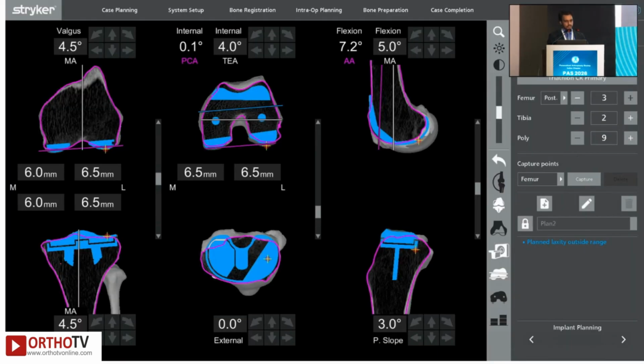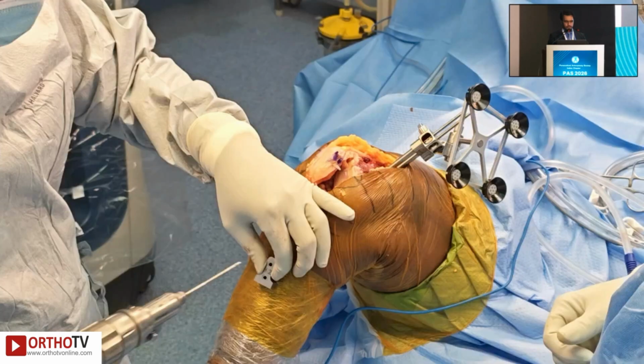This is the screen that you have, the pre-planning screen. So this is the bone that I'm going to resect distally and posteriorly. And those are my angles. I can see it's about 4.5 varus on the tibia, 4.5 valgus on the femur. Both are within the acceptable limits. So I would just start with the video.